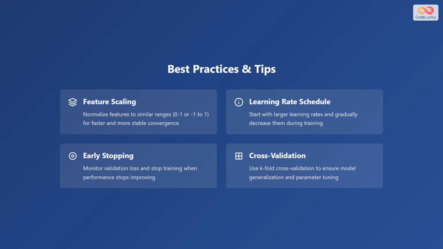We can also use early stopping to monitor validation loss and stop training when performance stops improving. Finally, we can use k-fold cross-validation to ensure model generalization and parameter tuning.